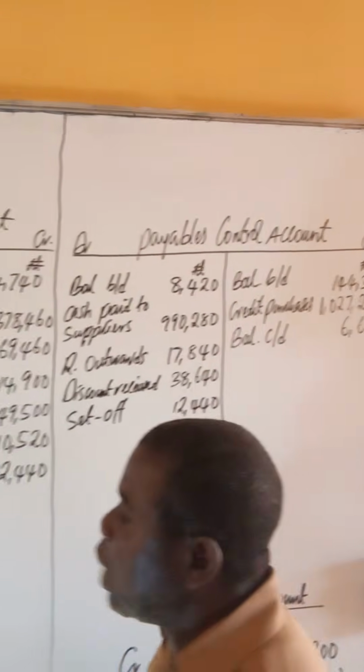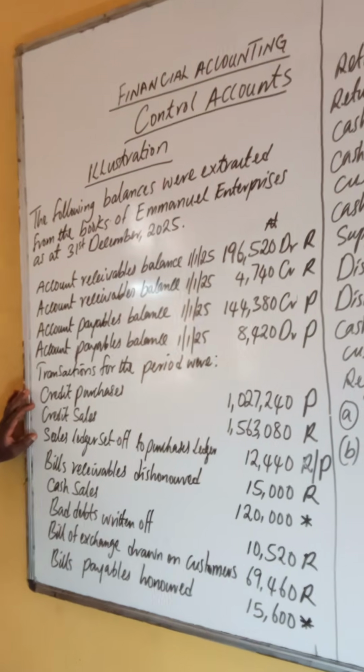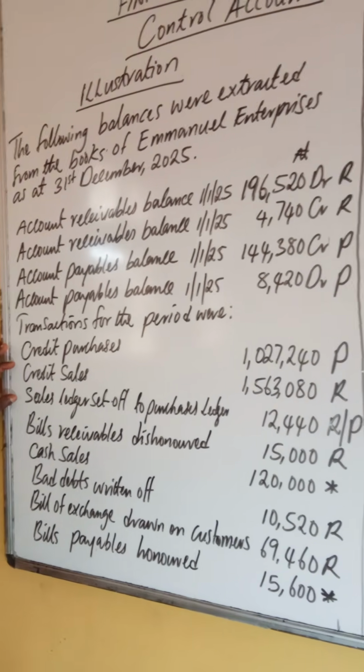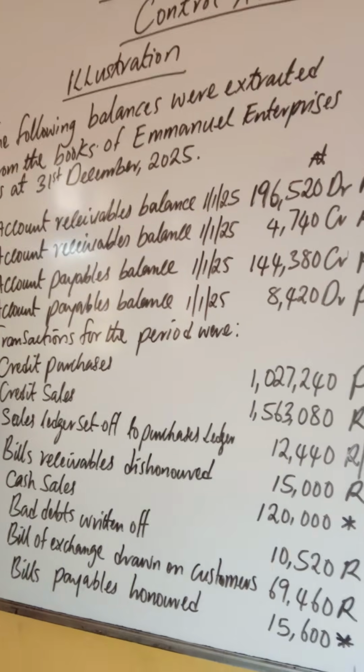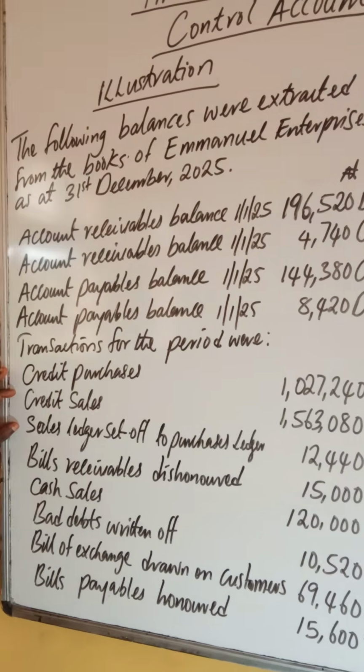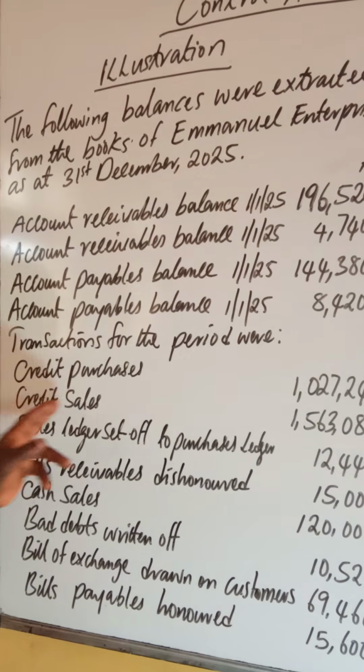Let's go to the next one without wasting time. It's clear. I'm saying that we are strictly using double entry. If you don't know double entry, go back and follow my lesson carefully. I've explained double entry to the lowest level. You will understand, and come back and understand control account very well. So next, credit sales.